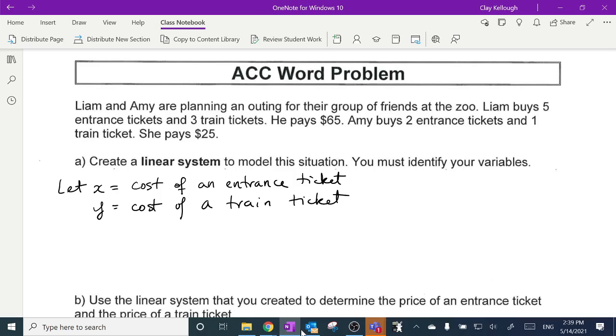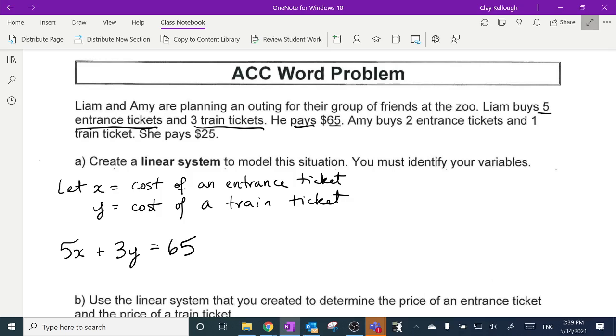Well, 5 entrance tickets means 5 times X for a cost. 3 train tickets means 3 times Y for a cost. So 5 entrance tickets, there's my 5X. 3 train tickets, there's my 3Y, equals $65.